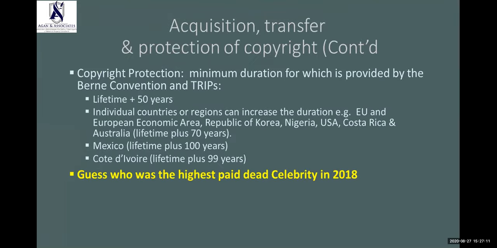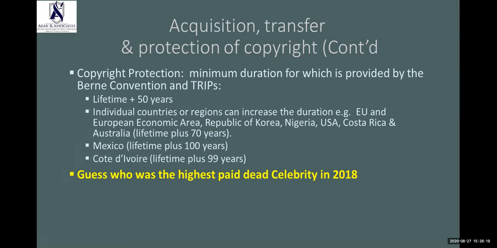So, copyright protection. We had indicated that patent is protected for 20 years minimum. For copyright, the minimum duration provided in the Berne Convention and TRIPS is the lifetime of the author plus 50 years. In other words, as long as the author is alive, his copyright follows him to the grave, but it continues on once he is in the grave for another 50 years. This is the minimum that the Berne Convention and TRIPS have provided. This can be more, but cannot be less. It cannot be less than lifetime plus 50 years, but it can be more.